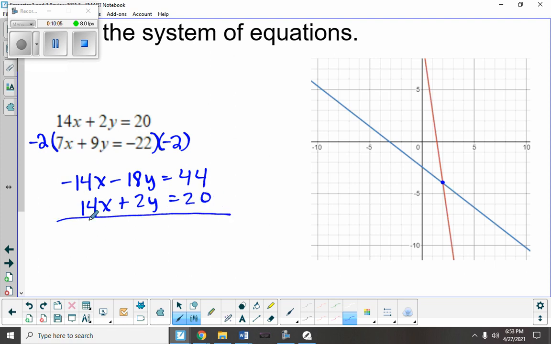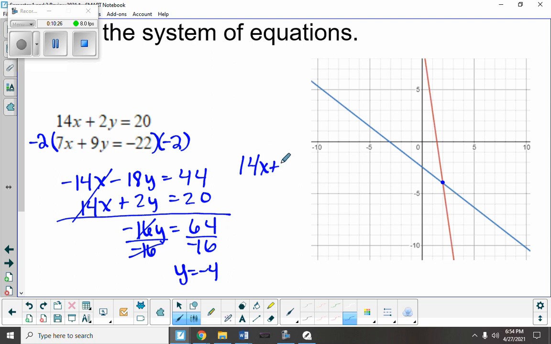So now when we add these equations together, the x's cancel. You have negative 16y equals 64. And then we divide both sides by negative 16. So y equals negative 4. And then to find the x value, you plug that back in to the top equation.